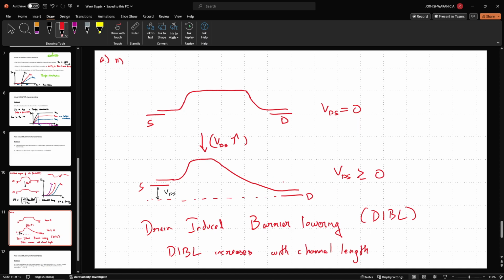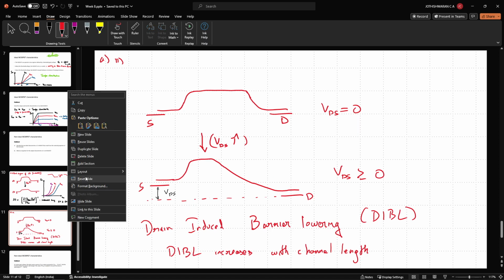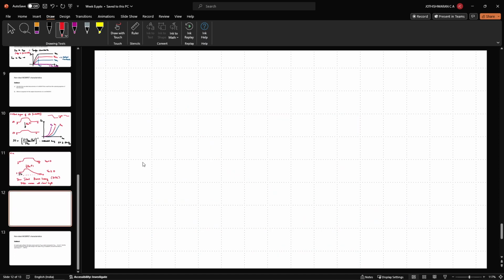So these are the two non-ideal effects. Combining both of them together, what will essentially happen is, if I have a source and drain, then the band diagram will look something like this. It will fall to a lower value.